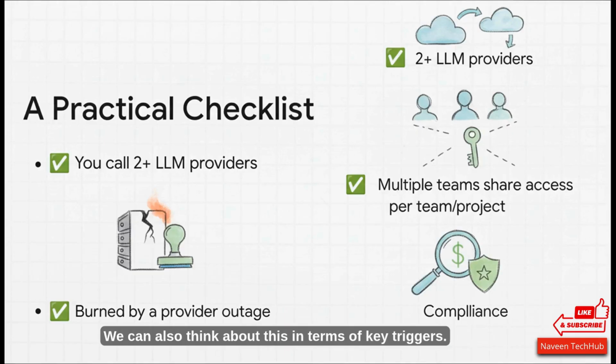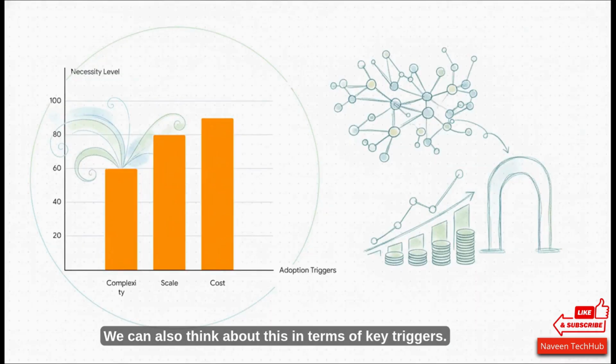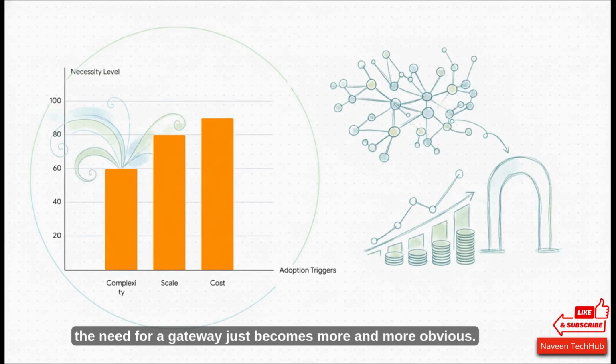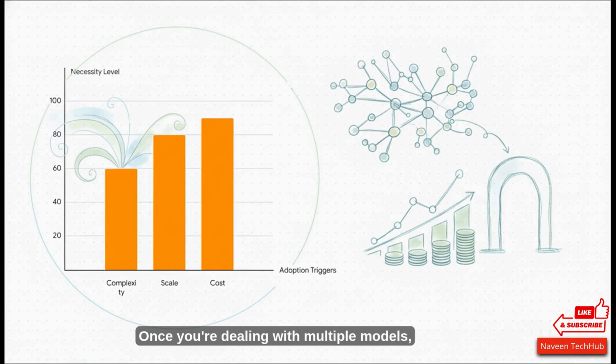We can also think about this in terms of key triggers. As you can see, as your complexity, your scale, and your costs go up, the need for a gateway just becomes more and more obvious. Once you're dealing with multiple models, or your token count crosses, say, 1 million per month, the ROI on a gateway becomes an absolute no-brainer.